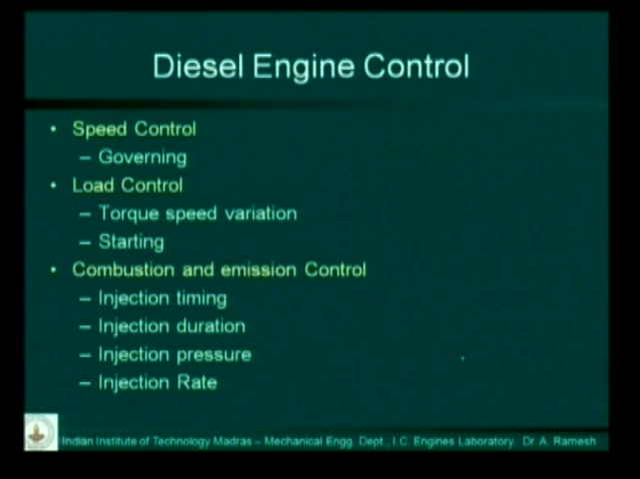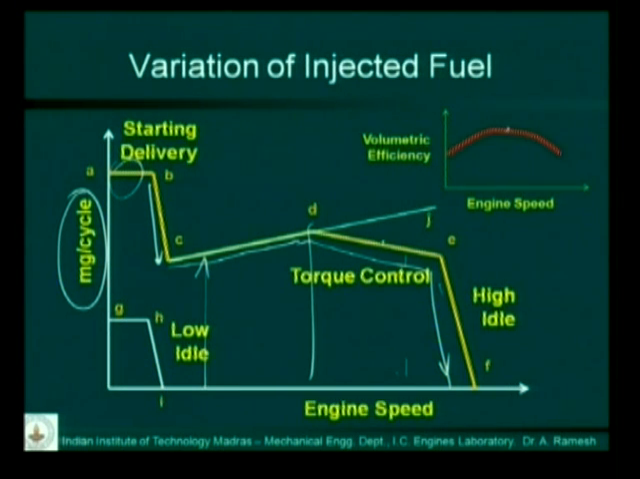So if you look at diesel engine control, these are the things which we can control. We can control the speed of the engine. It is governing. So we normally study it as governors, where speed alone is controlled. Then we can control load, the torque of the engine. That means by controlling the quantity of fuel, and that is based on speed, as I showed here in this curve.